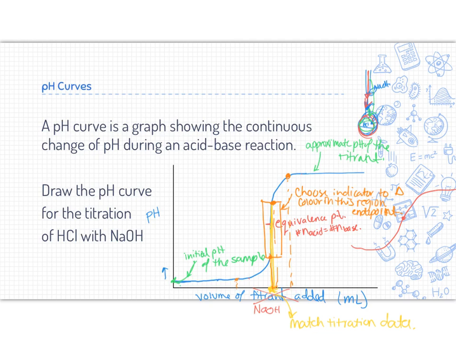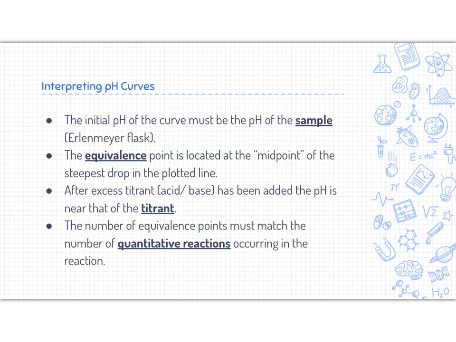All right, I think that covers everything. Okay, so the initial pH of the curve must be the pH of the sample. We noted that. The equivalence point is located at the midpoint of the steepest drop or incline of the plotted line. After excess titrant, whether that's acid or base, has been added, the pH is near that of the titrant. So that was at the end, this portion.